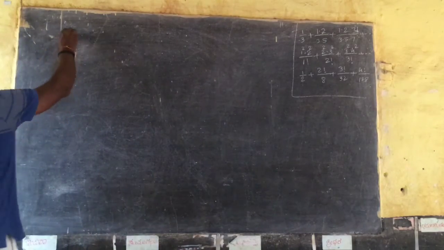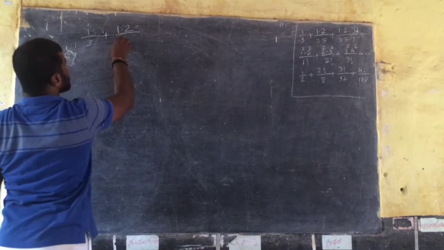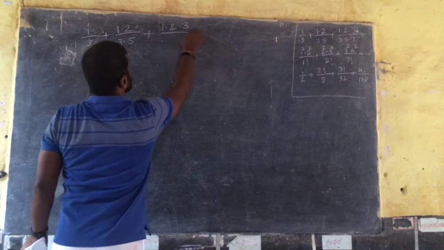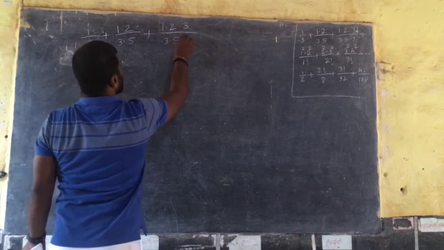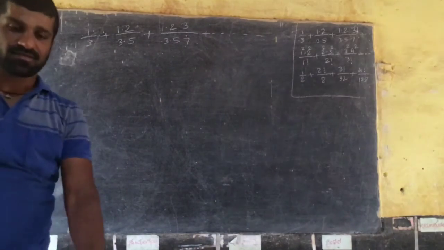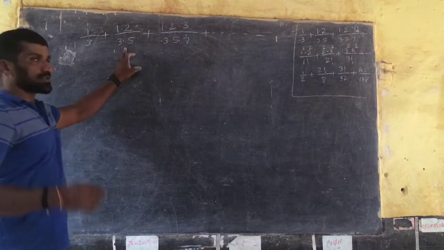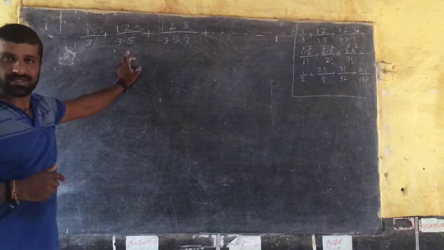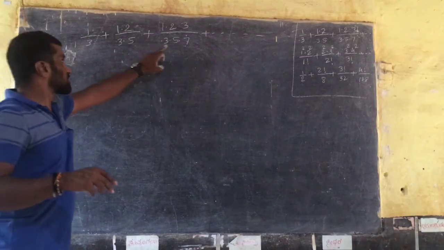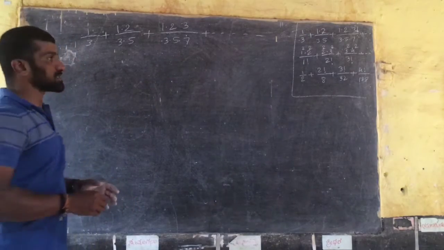Next example. So 1 by 3 plus 1 into 2 divided by 3 into 5 plus 1 into 2 into 3 divided by 3 into 5 into 7 plus so on. Observe the terms of the series. Each term increases. The first term has one factor, the second term has two factors, the third term has three factors. We already learned how to solve this kind of example in the previous class.